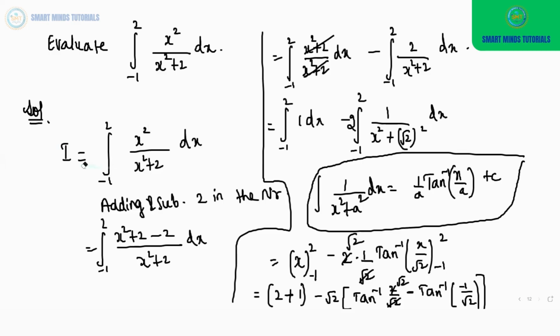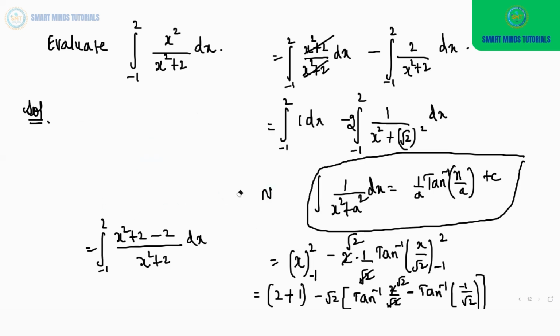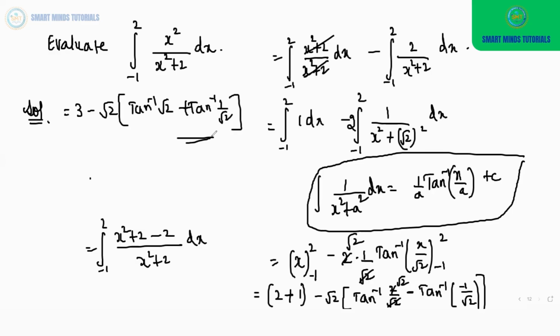Now one last step is left over here, the final simplification. So what is 2 plus 1? It is 3 minus root 2 into tan inverse root 2 minus. See, minus will come out from the tan and minus into minus will become plus. Tan inverse 1 by root 2. This is the final answer. So here what new formula you got to know? Integral 1 by x square plus a square dx is 1 by a tan inverse x by a.